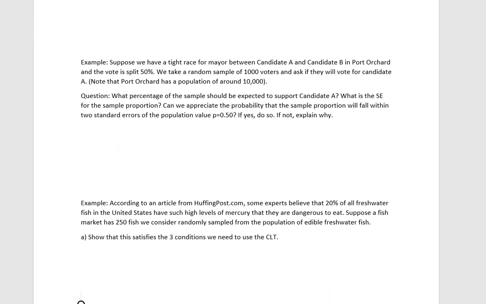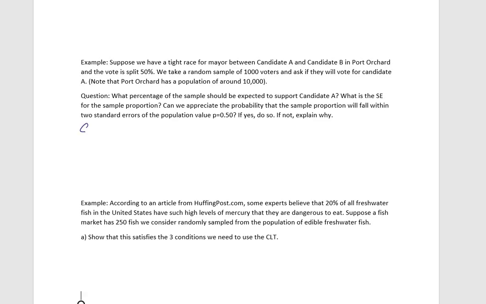So, for the last example, suppose that we have a tight race for mayor between candidate A and candidate B in Port Orchard, and the vote is split 50%. So what we do is we take a random sample of 1,000 voters and ask who they will vote for. Note that the Port Orchard population is around 10,000. It's actually more like 14,000 now, I think, but it's big enough is what we're trying to get at. So, here's my question, what percentage of the sample should we expect to support candidate A?